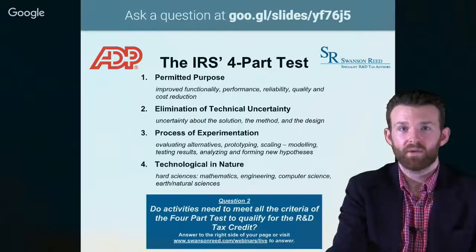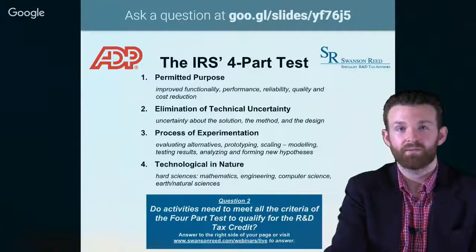All right, so now to recap, to qualify for the R&D tax credit, projects must meet all of these parts of the test: permitted purpose, elimination of technical uncertainty, process of experimentation, and technological in nature. All right, so this leads us into our second question for CPE and CE purposes, and that is, do activities need to meet all of the criteria to qualify for the R&D tax credit? You can answer on Swanson Reed's webinar page or by visiting the link shown. I'll give you a few moments to answer.